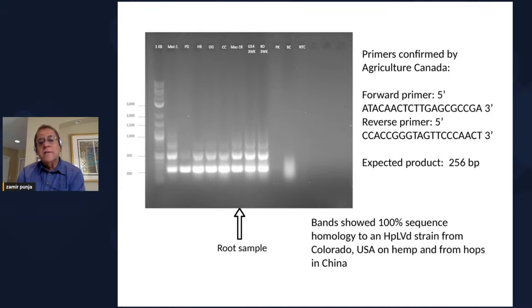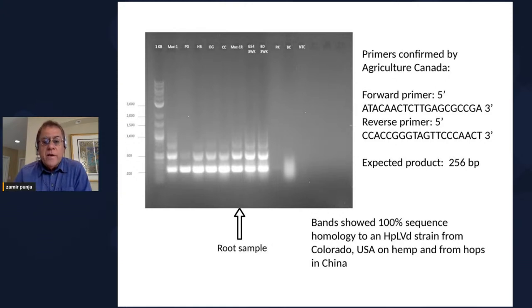Now here's, again, a similar gel. Wherever you see these white bands means that the hop latent viroid is present. This indicates a whole slew of these genotypes or strains that we've compared. And every one of them, with the exception of this one right here, has hop latent viroid in it. And the arrow down here points to the fact that it's also found in the roots. And that would explain the reduced root size.